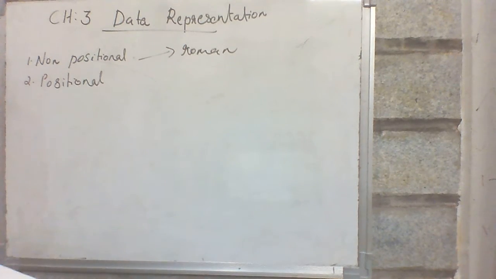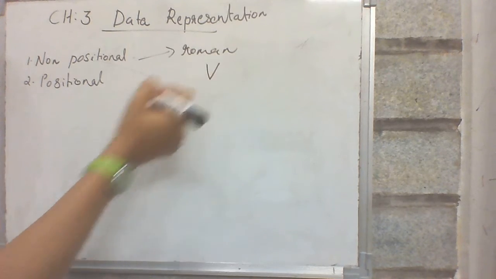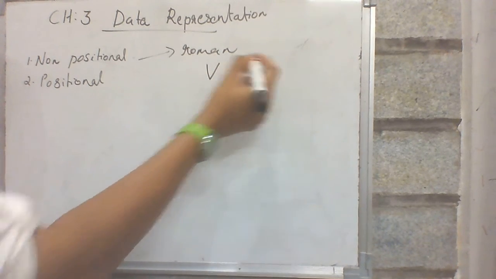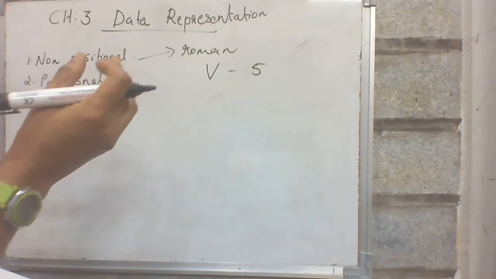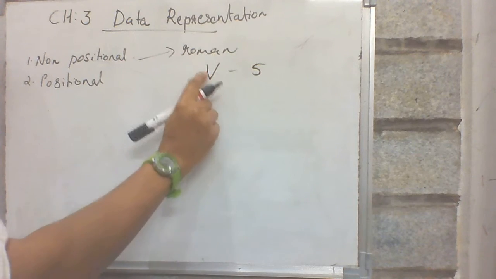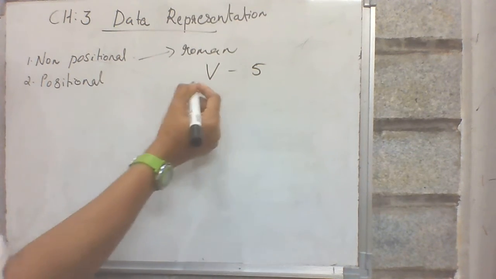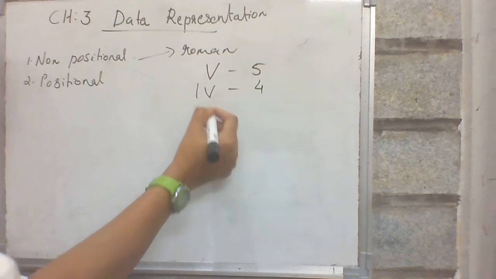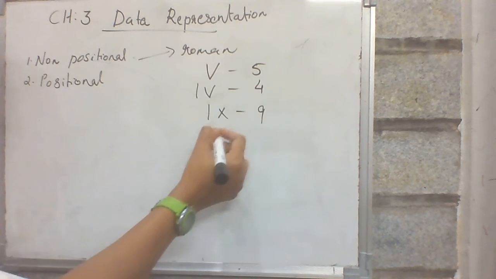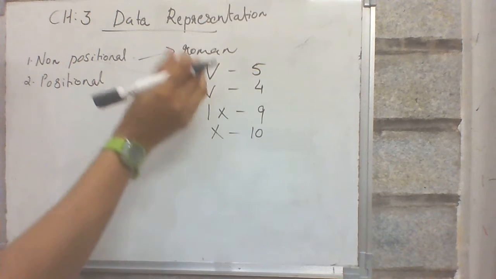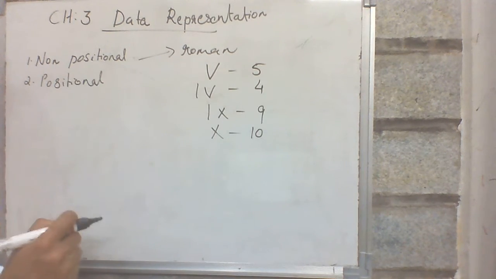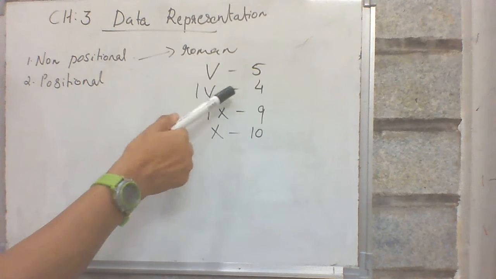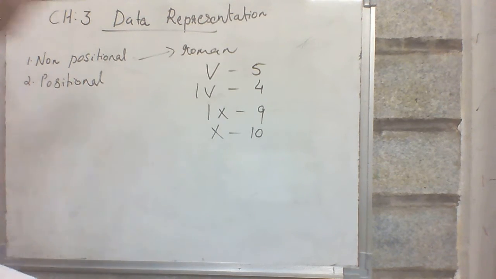Roman number system. What are the Roman numbers? Suppose this is a Roman number. What does it represent? V means 5. In a non-positional number system, numbers are represented with some symbols. See, this symbol means 5. This means 4. This is 9. X means 10, like that. Each symbol has some value. This is a non-positional number system. An example for a non-positional number system is the Roman number system. All of you know this one.